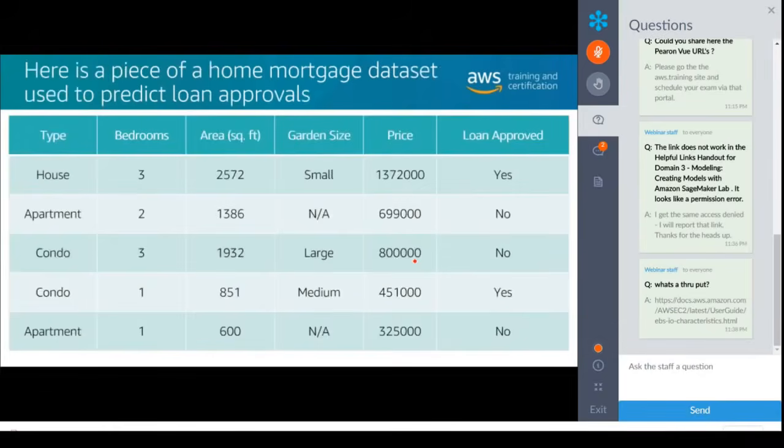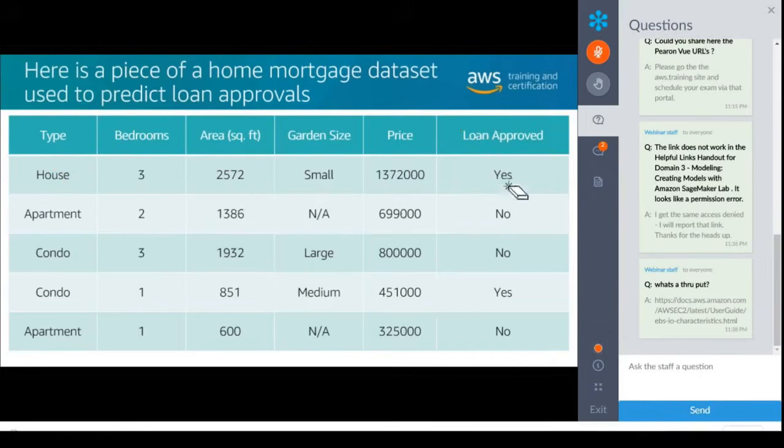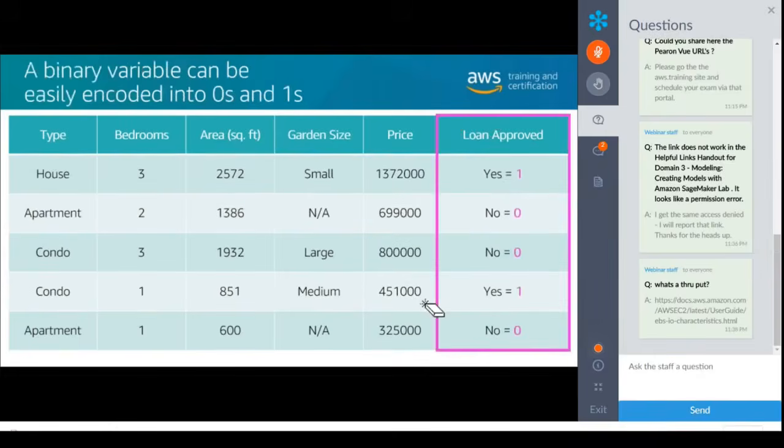And that's a pretty fitting statement at the moment. So here is a piece of a home mortgage data set. It's used to predict whether or not you will be approved for a loan. This is our objective, okay? Our objective is to be able to predict whether or not you should be given a loan. And here are some actual instances. Here was a house that was 3 bedrooms, 2,500 square feet, garden size small, price was this, loan was approved, and so on. What's interesting about this is we don't have any information about the person who's taking the loan out.